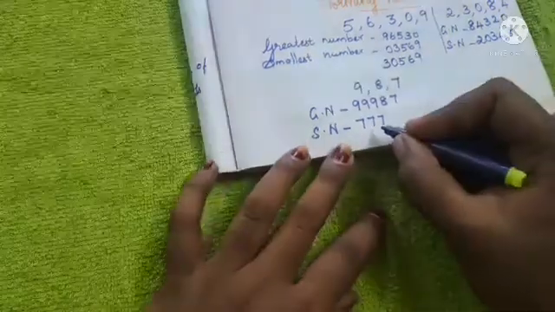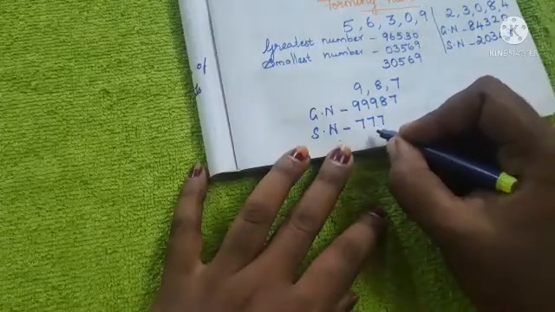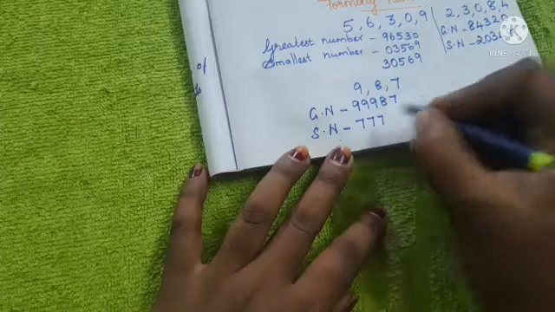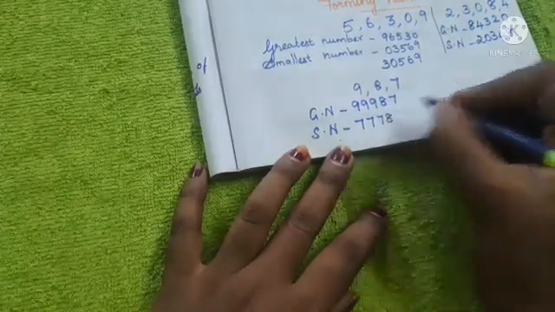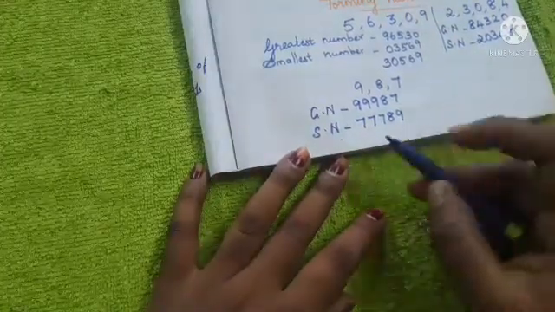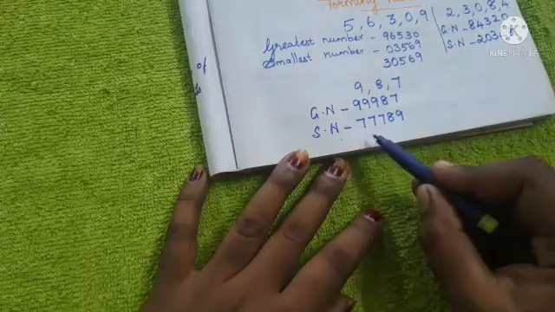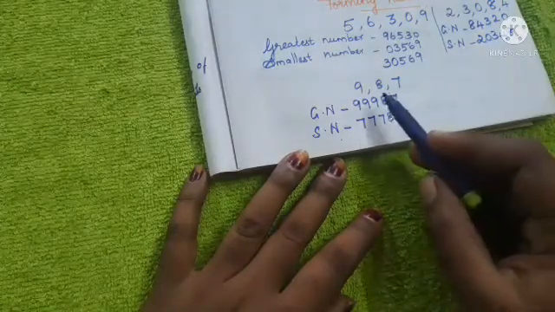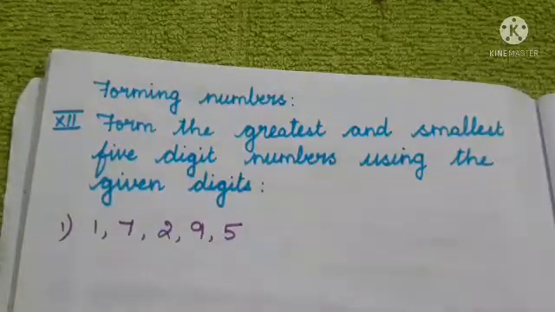Here we have to find a 5 digit number. So we write the 7 three times, then the next greater number is what? 8 is the next greater number and 9 is the greatest one. So now we have formed the 5 digit greatest number and 5 digit smallest number by using the given digits. So here we are doing forming numbers.